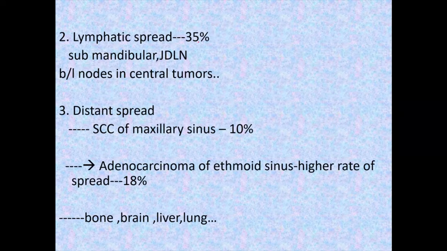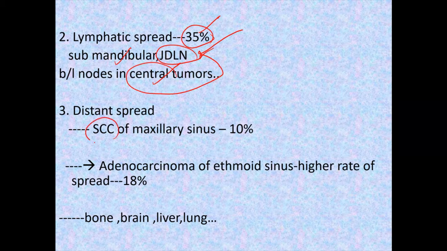The lymphatic spread is only 35%. I told you it is submandibular glands and jugulodigastric lymph nodes at the end in the central tumors. The central tumors go to the jugulodigastric lymph node. Distant spread: squamous cell carcinoma of the maxillary sinus has a 10% chance of distant spread.